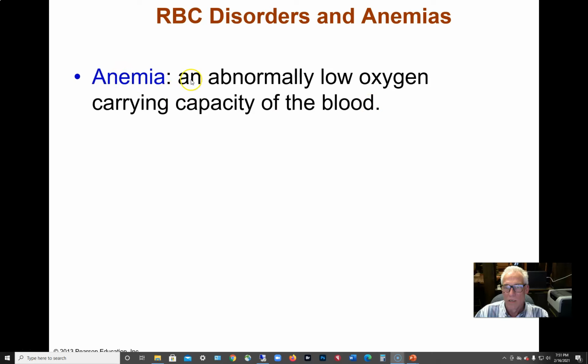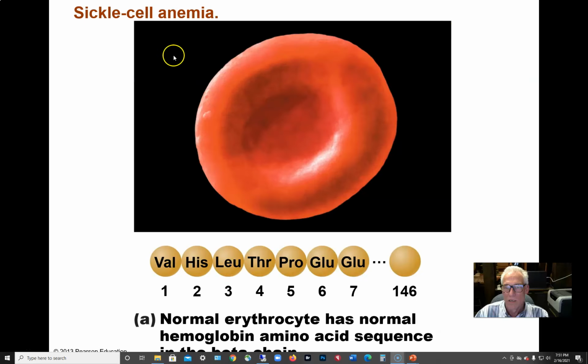All right, so anemia is an abnormally low oxygen carrying capacity of the blood. Don't say not enough red blood cells. That isn't specific enough or accurate enough a description. So it's a low oxygen carrying capacity of the blood. You're not getting enough oxygen from the lungs to the organs that need it. We'll look at a bunch of kinds of anemia, but let's talk first about sickle cell anemia.